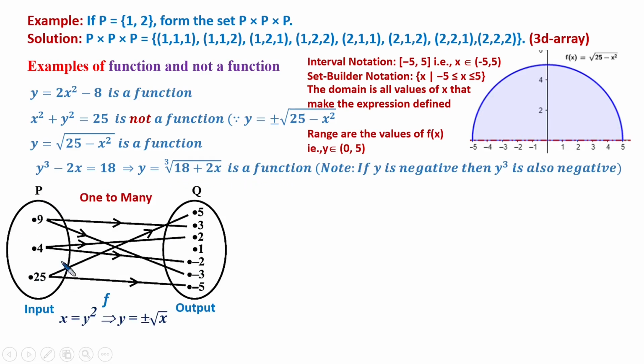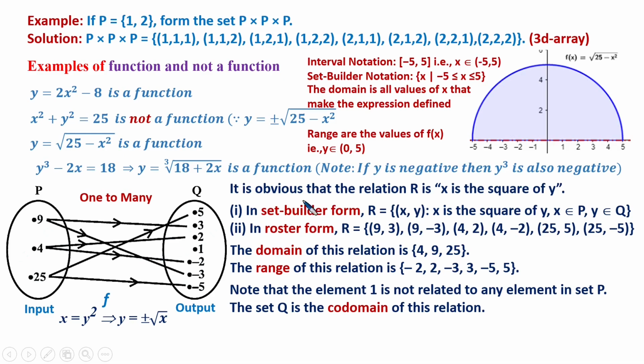So now if you have a set here called P, which is nothing but the squares of the elements in Q, I can write x is equal to y square, then definitely this is one-to-many. That means that 9 is either plus 3 square or minus 3 square. And similarly here, so this is not a function, but obviously this has a relation, and we write the relation is x is a square of y.